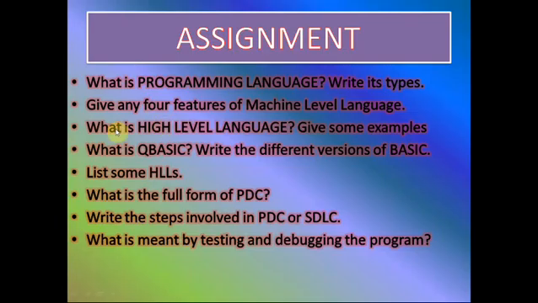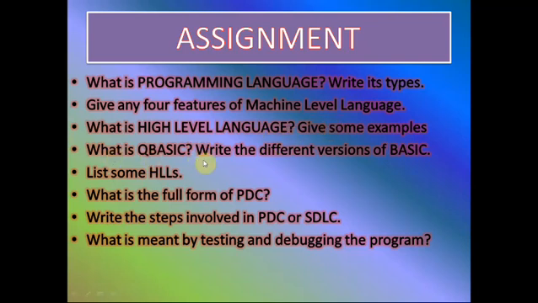Next question here you can see, what is high level language? Give some examples. You know what you mean by high level language. And examples also like C, C++, QBasic, Basic, COBOL, Java, Fortran. These are the examples of high level programming language.